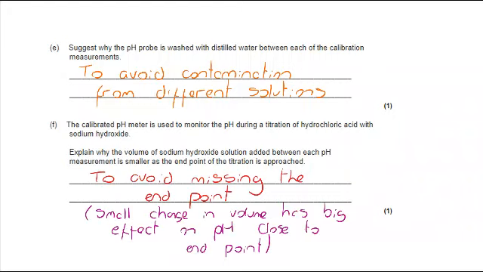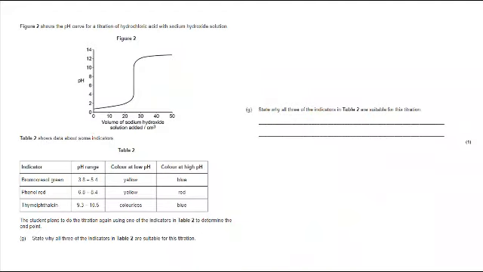A small change in volume has got a huge effect on pH when you are close to the endpoint. And again, you'll recognise that in pH curves, as you can actually see on this one, where there is a very steep change for a very small change in volume. But let's move on and look at part G.